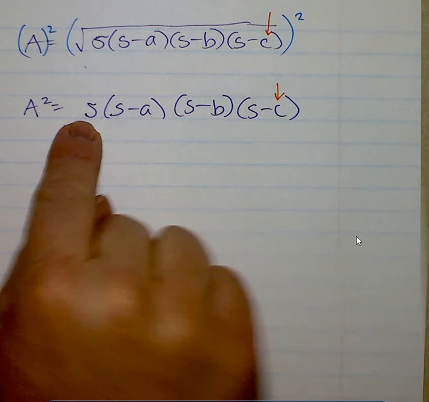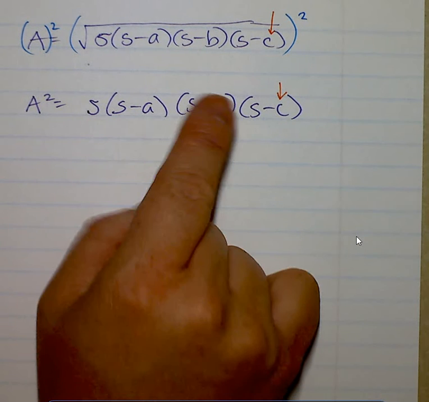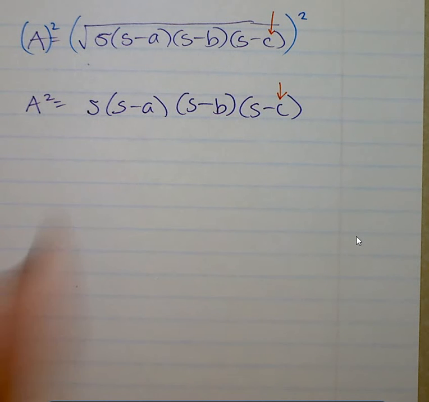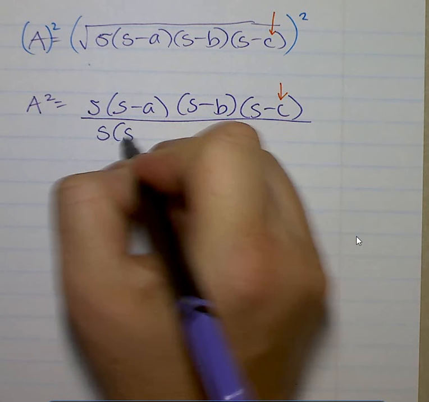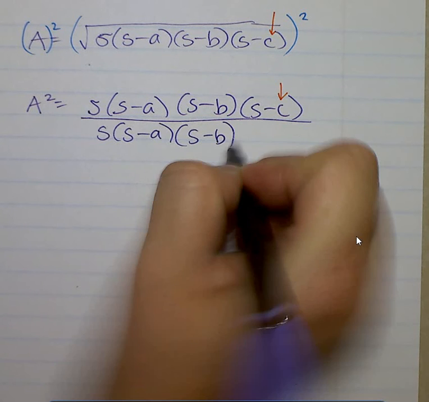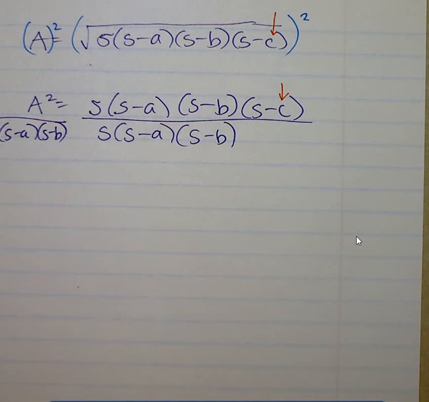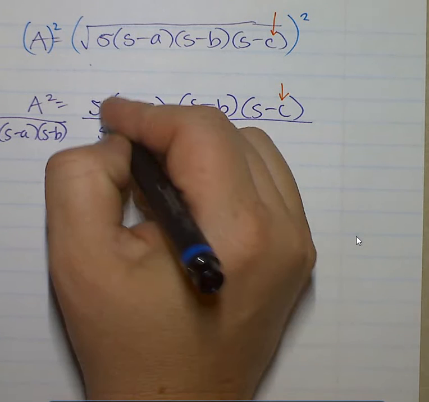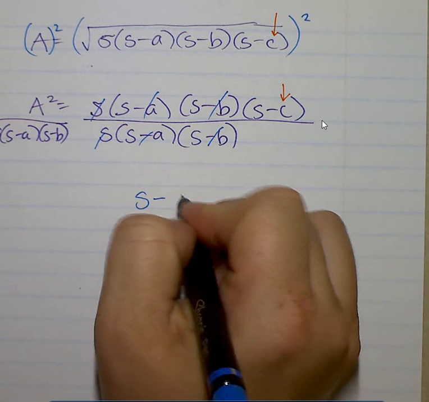Now each one of these other 3 groups that lies in front of this 4th group is stuck together by what operation? And what's opposite of multiplying? Okay, we're going to divide both sides by S times S minus A times S minus B. And the S's, the S minus A's, and S minus B's, in fact, we say they go away, but really they turn into a 1. And I'm left with S minus C equals this quantity.